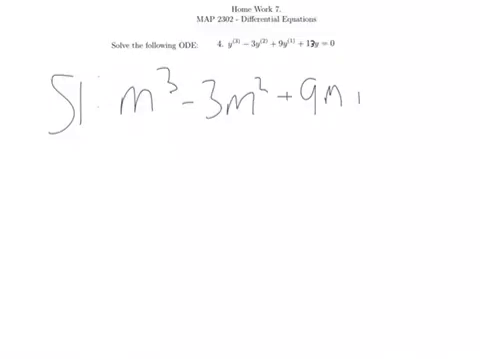So after I corrected that, step 1 is to write the characteristic equation. We know that by looking at the original equation up here. So by looking at that, we can tell that the characteristic equation equals m cubed minus 3m squared plus 9m plus 13 equals 0. Step 2 is going to be to solve the equation.